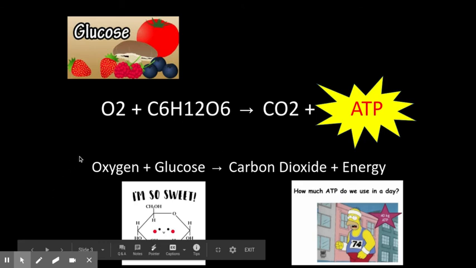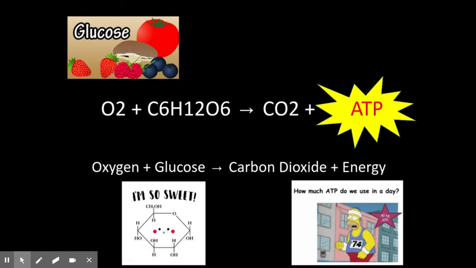If you count those up, you'll see that there should be 6 C's, 12 H's, and 6 O's, just like it is C6H12O6. That should be what that is.